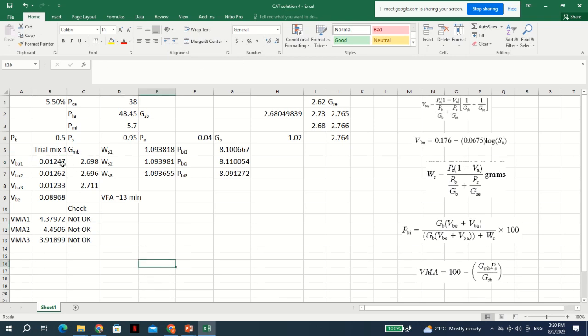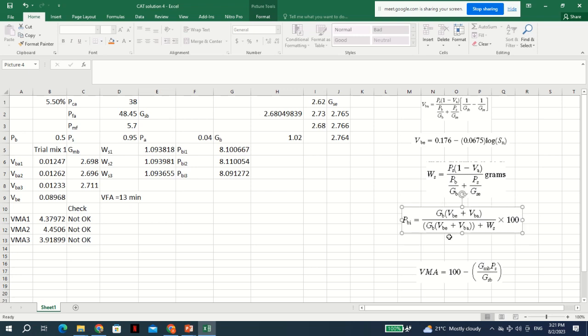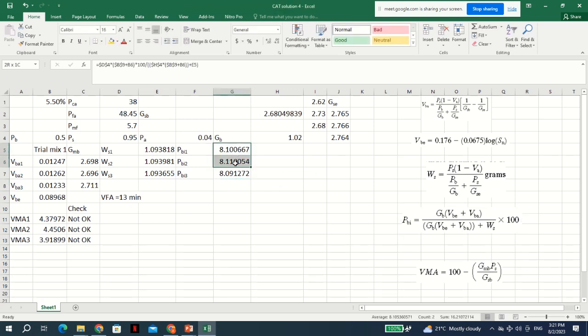Okay, and so you have different values of VBA, because different mixes will give you different values. Then you calculate the GMB based on the formulas that I've shown you, and then you get different values of PBI as well. This is what we are supposed to design actually. So 8.1, these are the values.